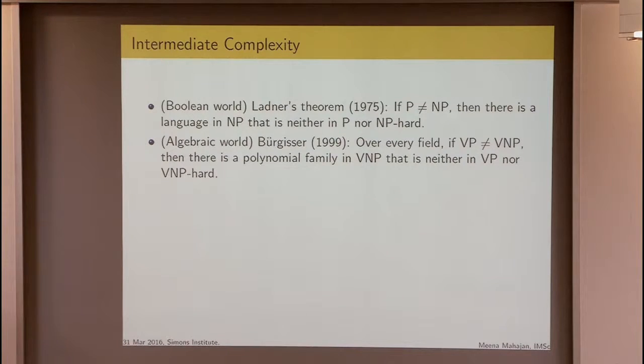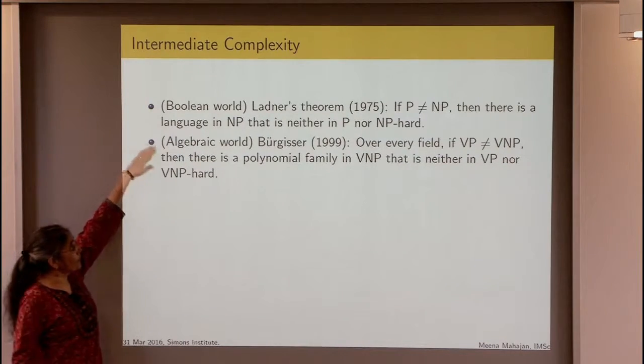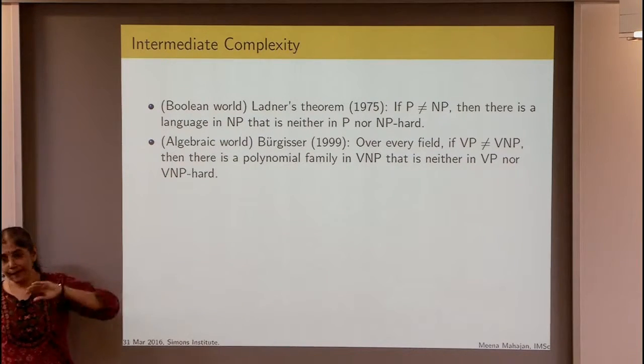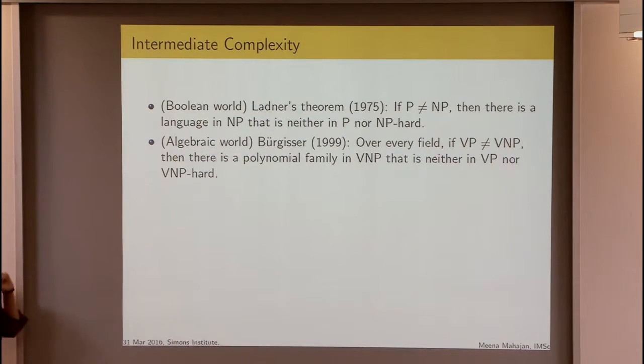And so let me briefly say a few words about intermediate complexity. In the Boolean world, we know that there are intermediate problems. Ladner's theorem from many, many years ago tells us that if P and NP are distinct, then we can find a language which is in between P and NP complete. And an exact analog of this is also known in the algebraic world. Bürgisser himself proved this in 1999, that over every field, it doesn't matter which field you're looking at, if VP and VNP are distinct, then there is a polynomial which is in between, it is definable, but it's not hard for definable polynomials, and it is not computable.